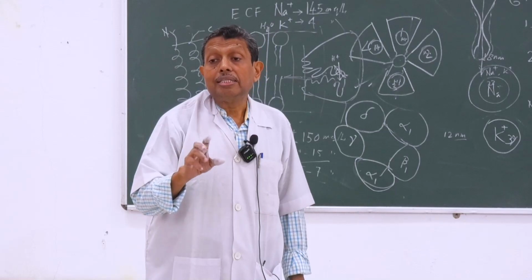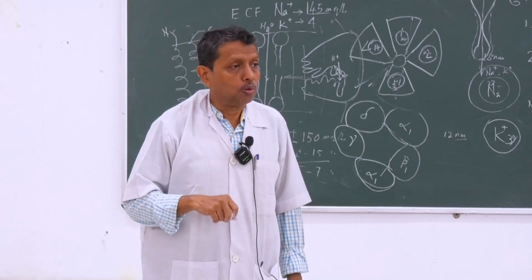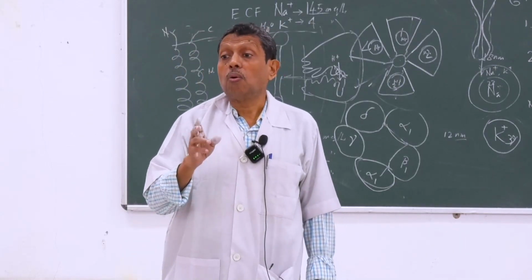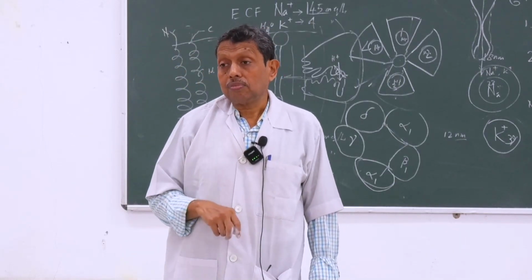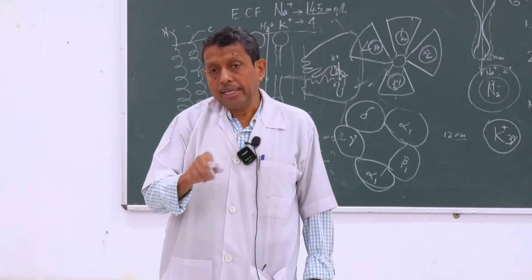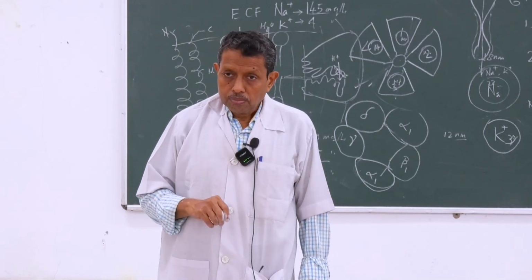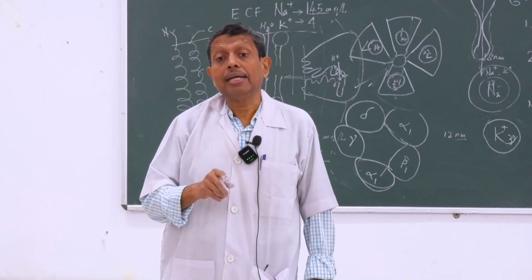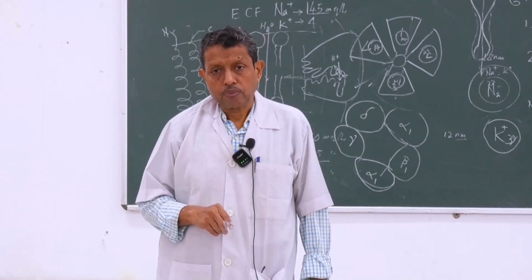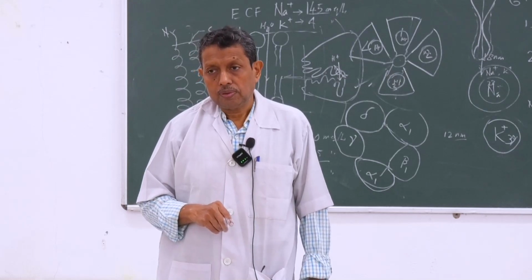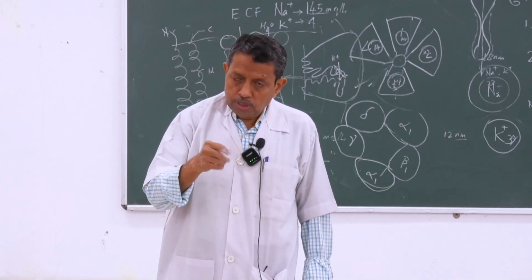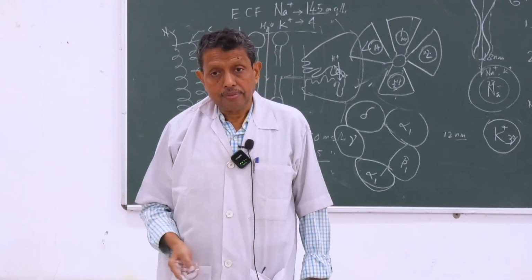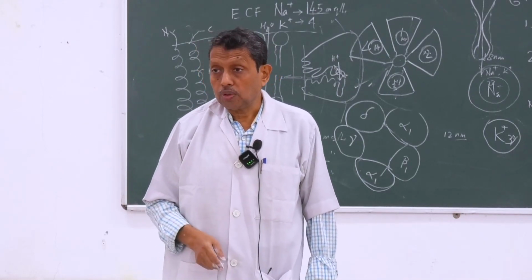Now, there are examples of primary active transport. There are some other cases where the cell uses this sodium gradient to carry another molecule, and it is called secondary active transport. It may be from outside to within the cells, or from within to outside. It is called secondary active transport.